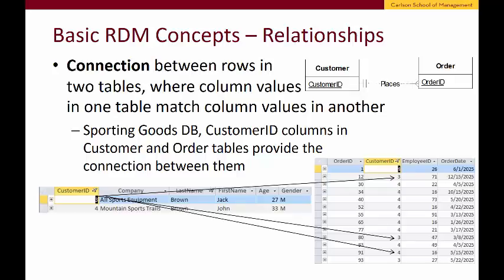Back to the concepts again, but I will give you something more concrete to do fairly quickly. Relationships are connections between tables on carefully designed matching columns. As this example shows, the orders placed by our sporting goods customers are connected or related to customers through a common customer ID column right here and here.